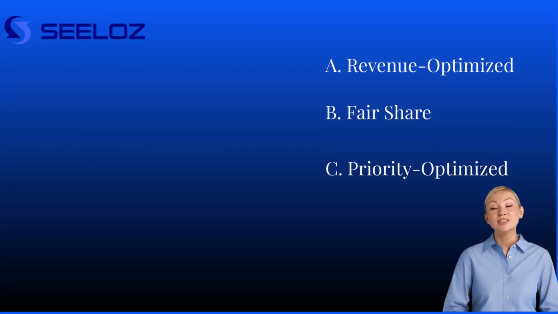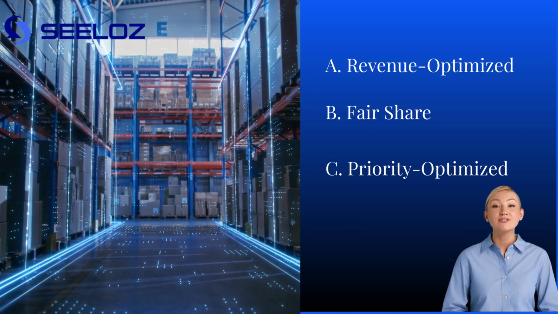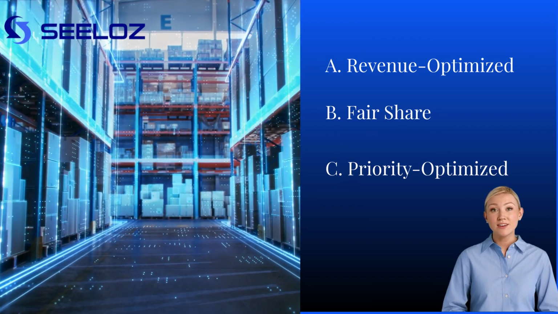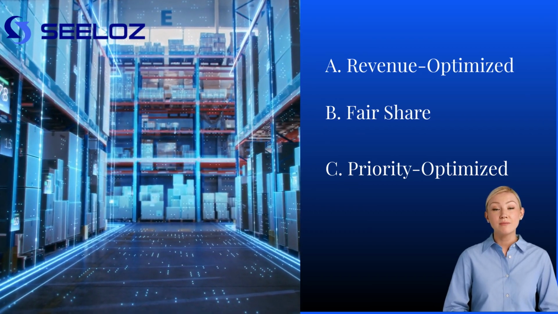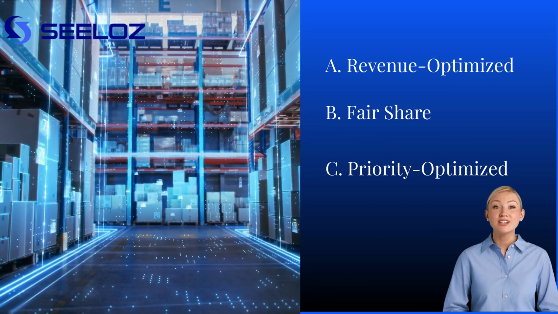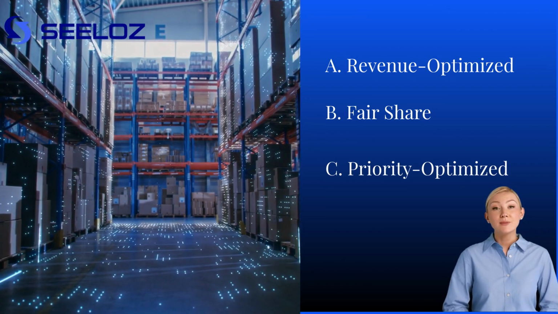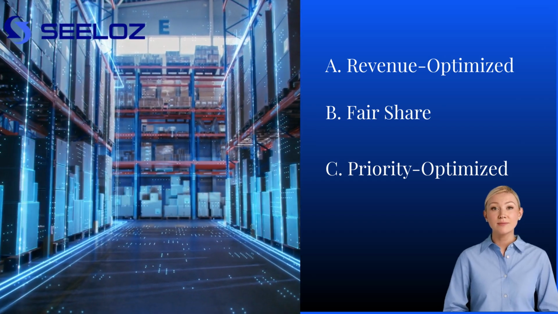We'll dive deep into the orchestrator's robust features and see how it optimizes replenishment under three different strategic objectives: revenue optimized, fair share, and priority optimized. We'll explore its intelligent demand forecasting, constraint-based modeling, and user-friendly interface that puts advanced optimization at your fingertips.